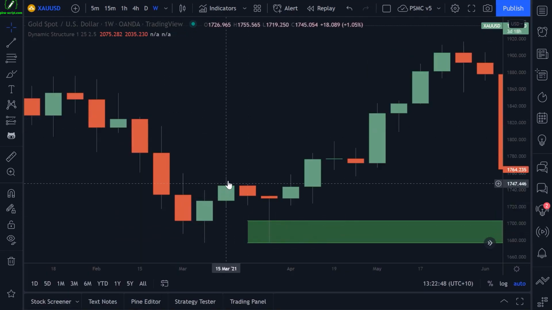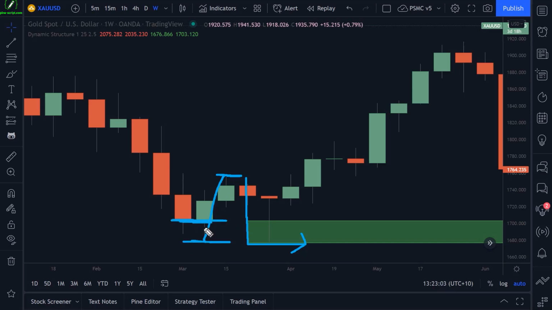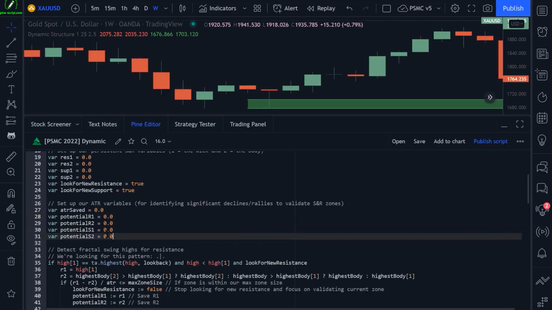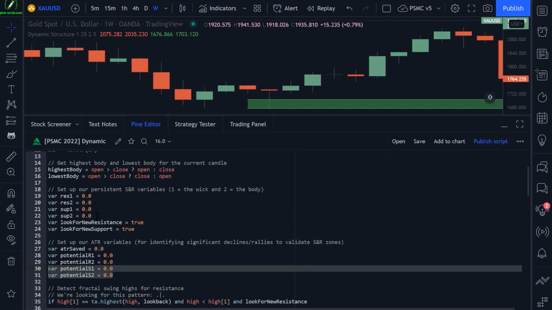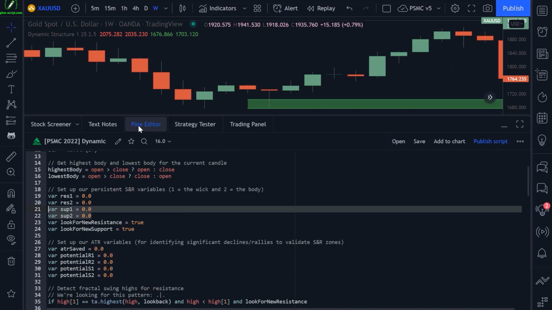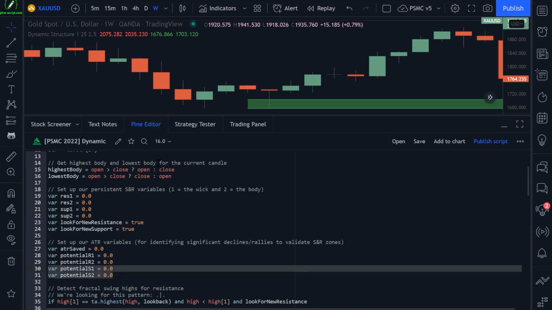And then once that zone gets validated, like right here, we had at least one ATR move from the low. And then on this bar, we started drawing our zone. The script would have saved this low and this body, these two values here, in potential S1 and potential S2. And then once we had that significant move, our actual S1 and S2 would have been overwritten with these two saved potential support zone variables.